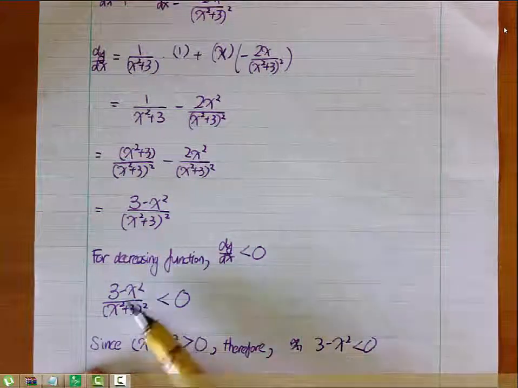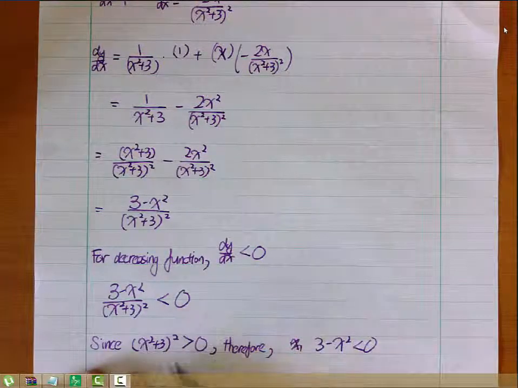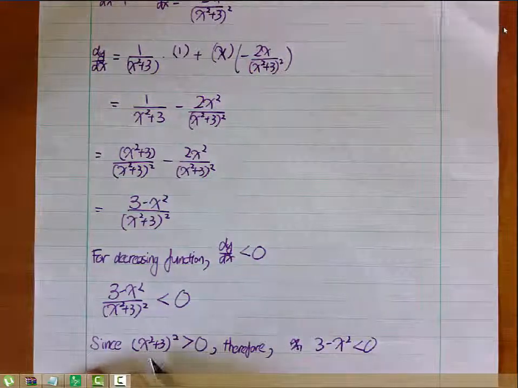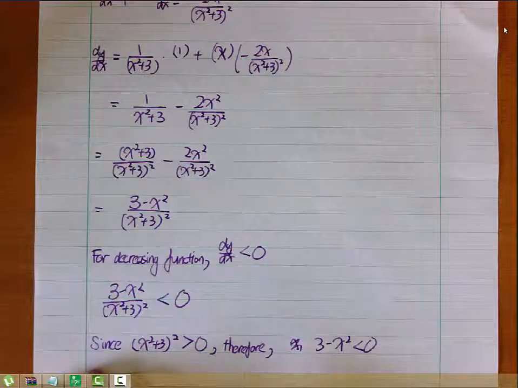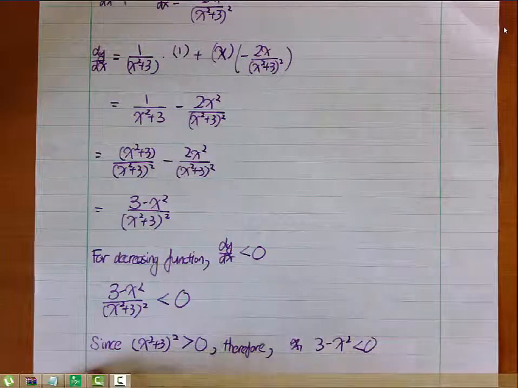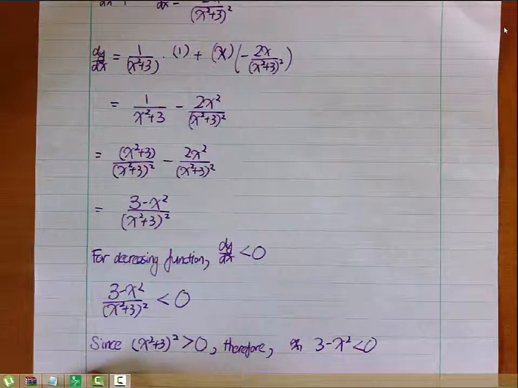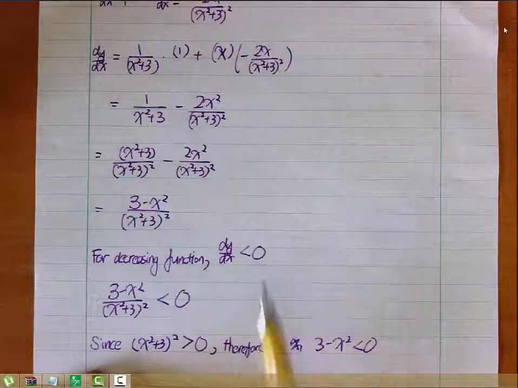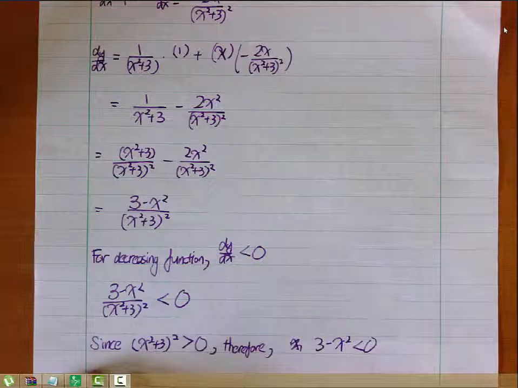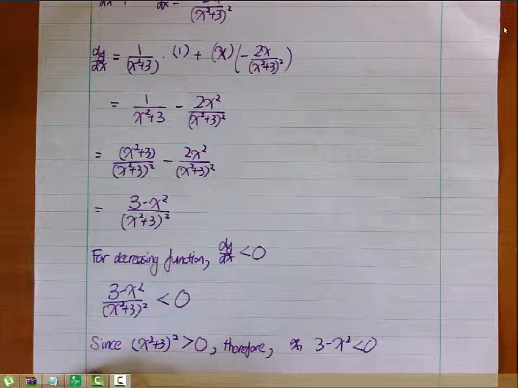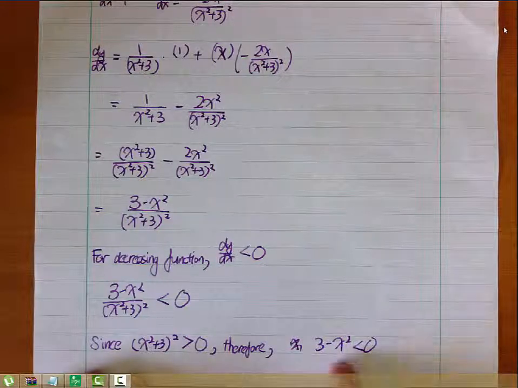Now if I want this fraction to be less than 0, notice that the denominator, x squared plus 3, for any real number of x, you put it in, you square it, you're going to get a positive number. You add, you square again, it's going to be a positive number. Therefore, for dy/dx to be less than 0, we need the numerator to be negative, since negative divided by positive will be a negative number. Hence what I'm looking for is for 3 minus x squared to be less than 0. So we have to solve this inequality.